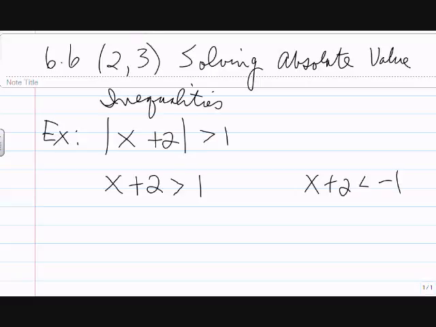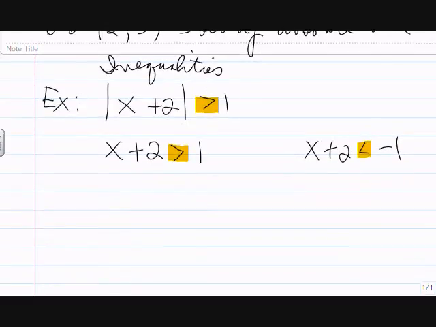Okay, so, get the highlighter here. This greater than sign gives me the positive 1 I write as a greater than inequality, and when I do the negative, I do as a less than inequality. We'll do a lot of these together because these get a little tricky as to how you set them up. All right, so now it's all about solving these inequalities.